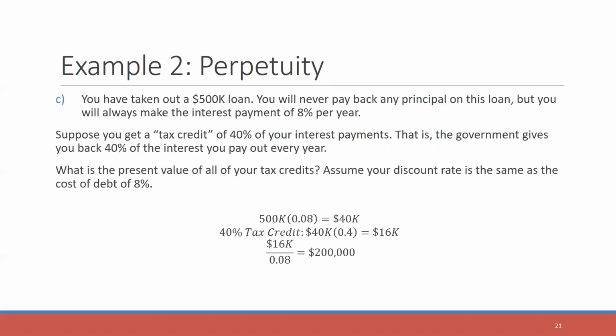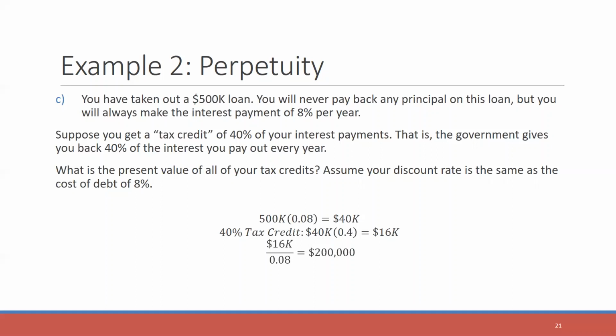Okay, you've taken out a 500K loan. You will never pay back any principal on this loan, but you'll always make the interest payments of 8% per year. Suppose you get a tax credit of 40% of your interest payment. That is, the government gives you back 40% of the interest you pay out every single year. What is the present value of all your tax credits? Assume your discount rate is the same as the cost of debt, which is 8%. So what do we have? Step by step.